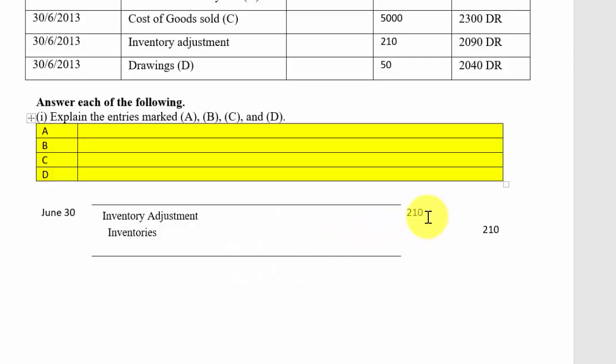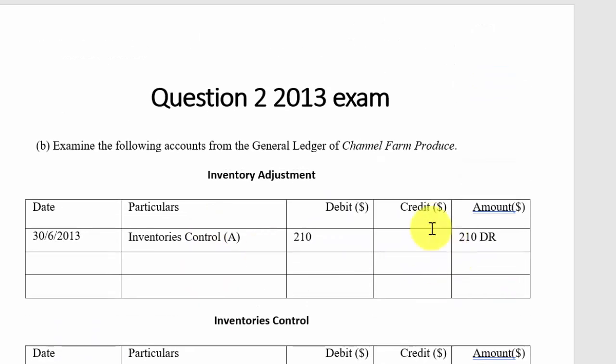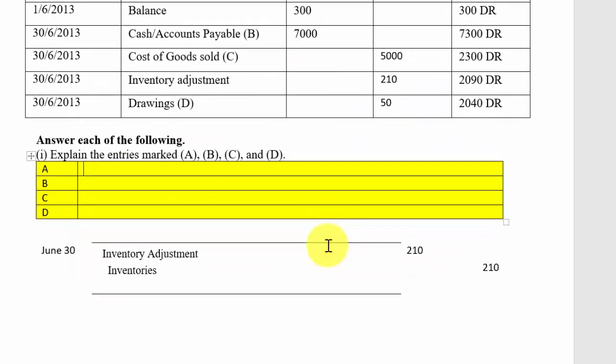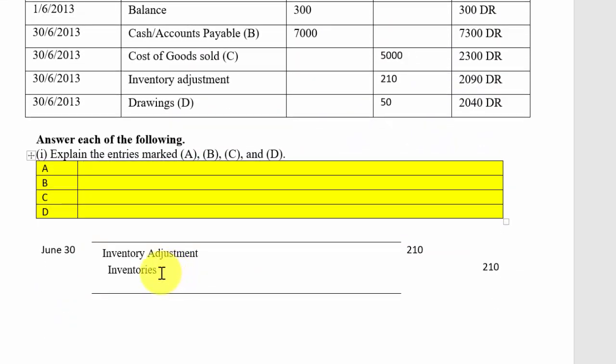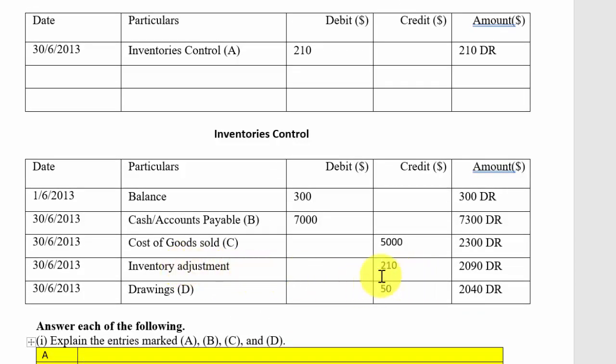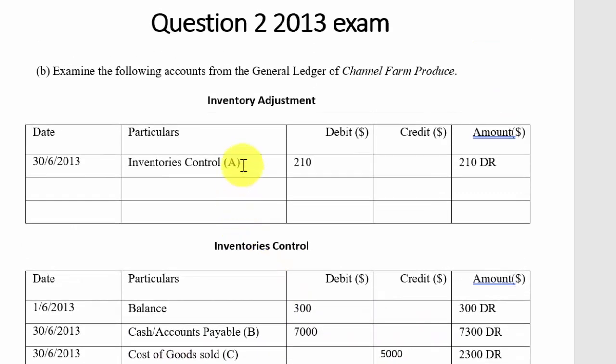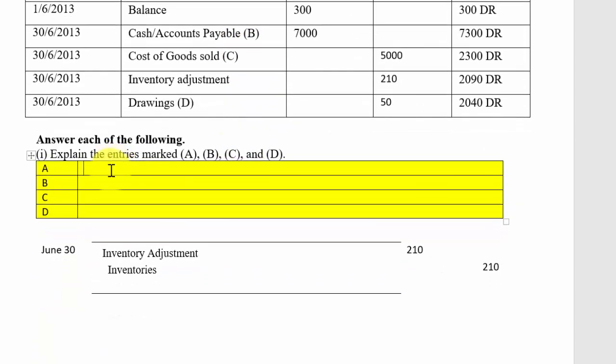So we would have debited that account, $210, that's what that means, and the corresponding credit entry is there. So you can see that the corresponding entry is down there. We're asked to analyze this, so simply in the answer you would say that we had to adjust inventories due to a stock take that revealed a loss of $210.